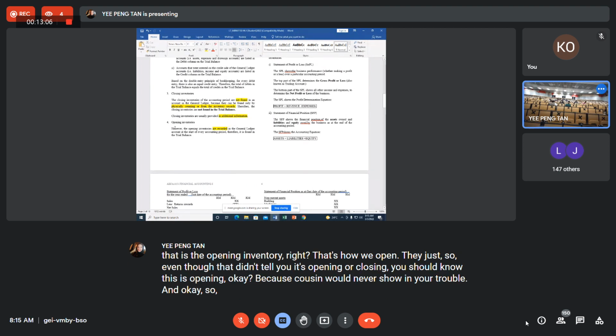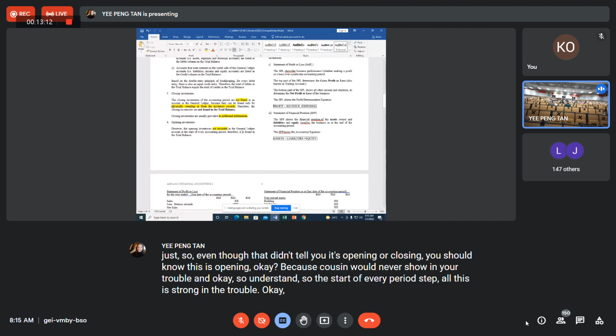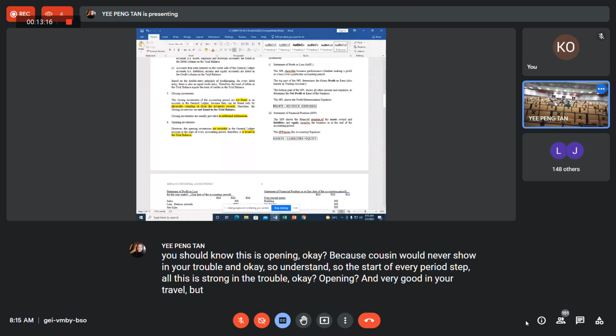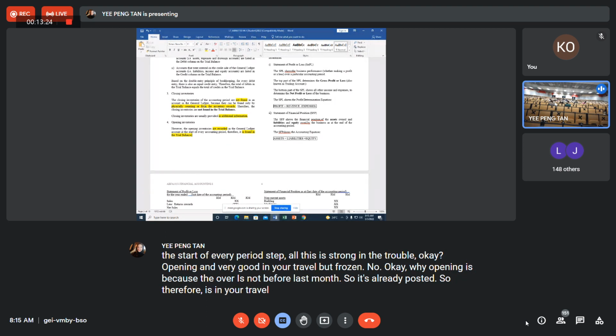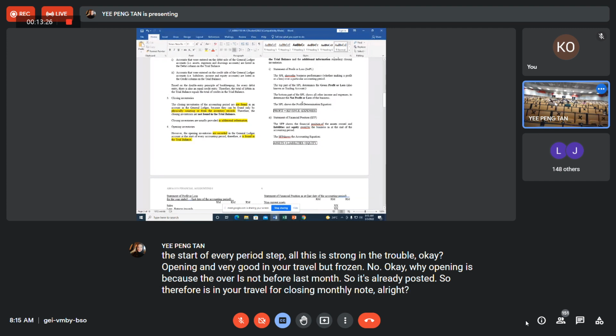So understand, at the start of every period, the opening inventory will be found in your trial balance, but closing no. Why opening? Because the opening is from last period, so it's already posted, and therefore it's in your trial balance. But closing inventory, no.